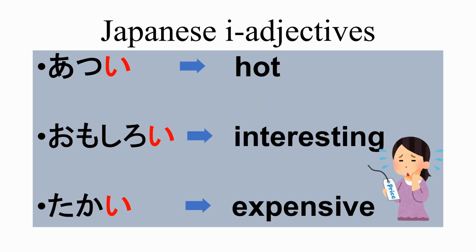First, let's review I-adjectives. Please repeat after me and practice the pronunciation together. Atsui means hot. Atsui. Omoshiroi means interesting. Omoshiroi. Takai means expensive. Takai.